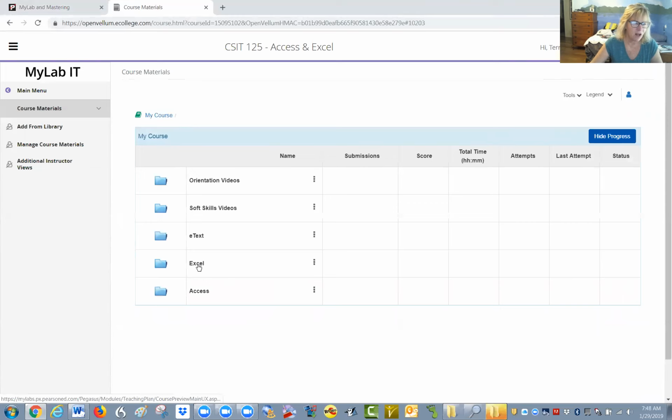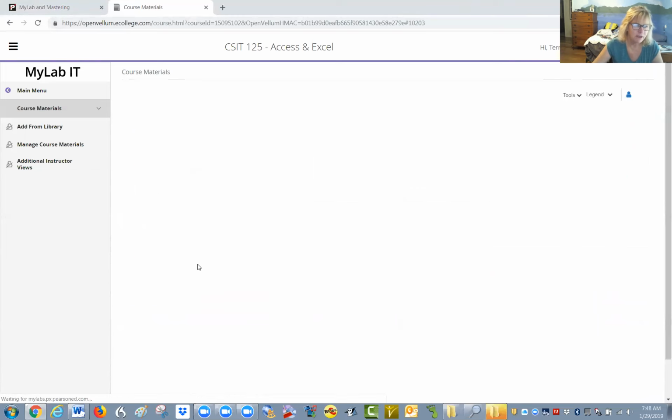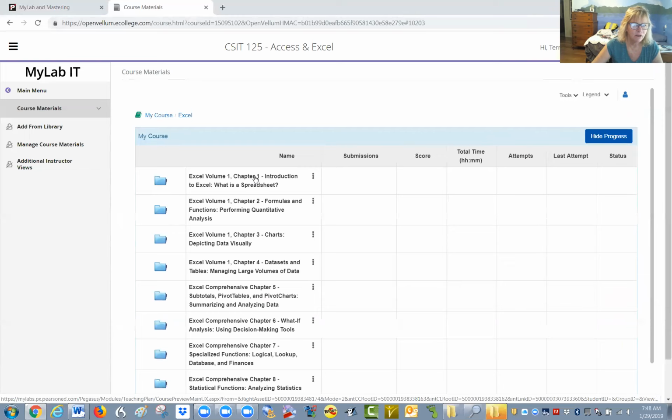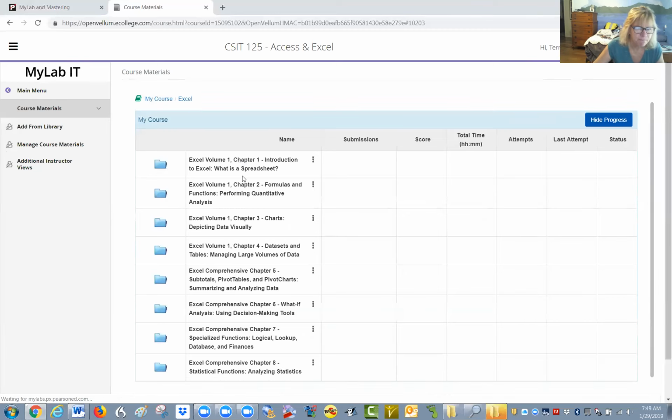So, Excel, first week, what do you have to do? If you go into Excel, you go into chapter 1, because that's what I said was assigned. I have all these chapters in here. You paid for them, so I gave you more. But we're doing 1 through 5. So this week is chapter 1.